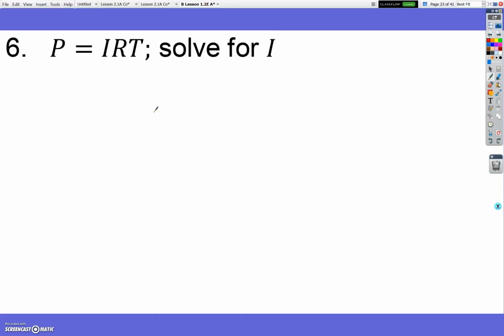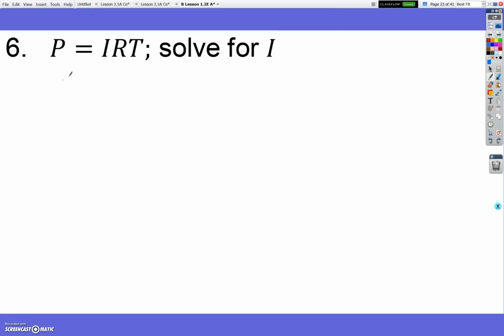Hey guys, what we're going to be doing now is solving for the variable I. So remember, there's a few things here. Whenever we see multiplication, to undo multiplication, we use division. Whenever we see division, to undo division, we use multiplication. Whenever we see addition, to undo addition, we use subtraction. And lastly, whenever we see subtraction, to undo subtraction, we do addition.